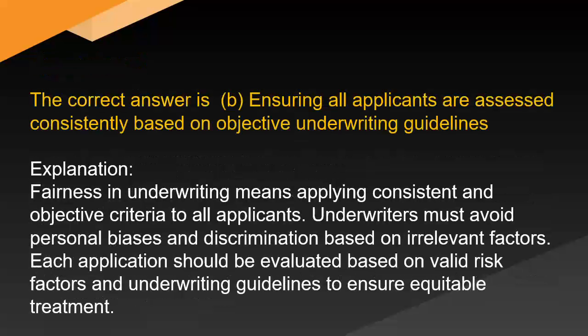The correct answer is B. Ensuring all applicants are assessed consistently based on objective underwriting guidelines. Explanation. Fairness in underwriting means applying consistent and objective criteria to all applicants. Underwriters must avoid personal biases and discrimination based on irrelevant factors. Each application should be evaluated based on valid risk factors and underwriting guidelines to ensure equitable treatment.